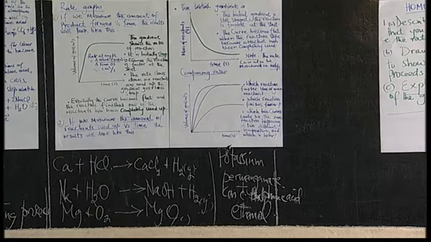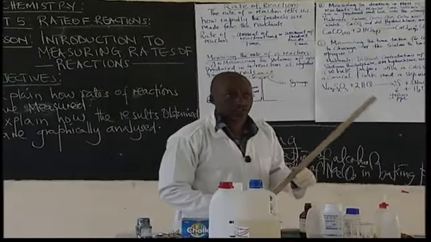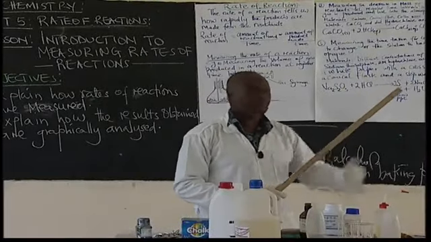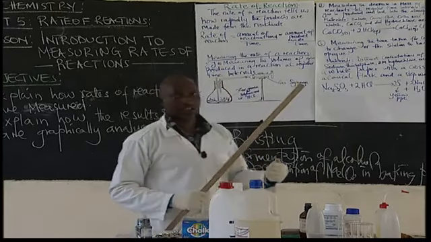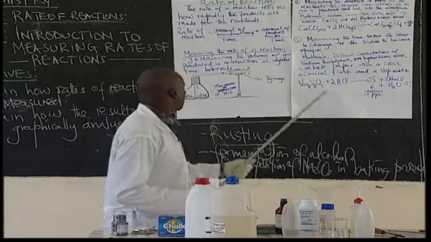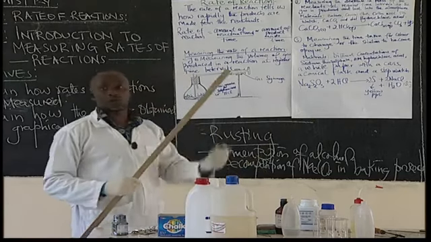Now, let's go to the rate of the reactions. How fast are these reactions? When we talk about the rate, what do we mean? So the rate of the reaction tells us how rapidly the products are formed or made from the reactants.